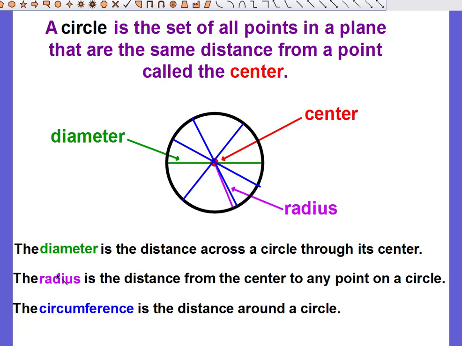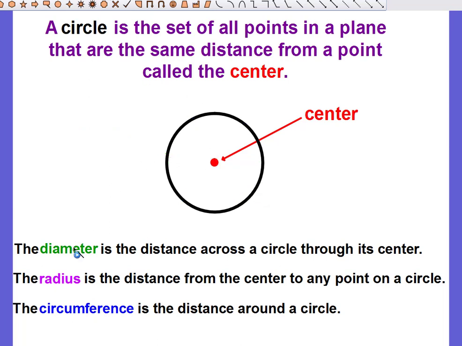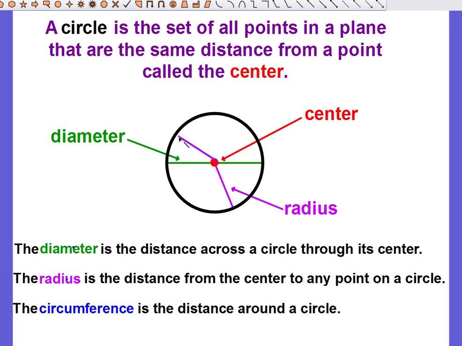Then we have what we call the radius. Let me reset this so you can see the radius. The radius is the distance from the center to any point on the circle. The plural form of radius is radii. So these are all radii. They go from any point on the circle to the center. If you were to double the radius, it would make the diameter, wouldn't it?